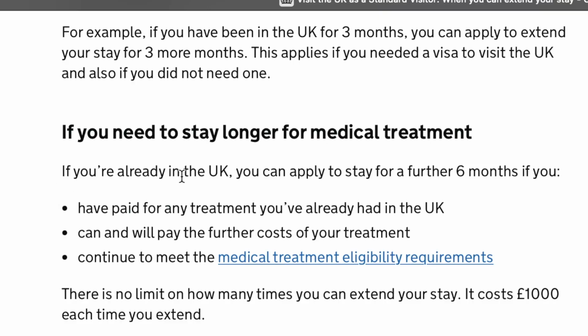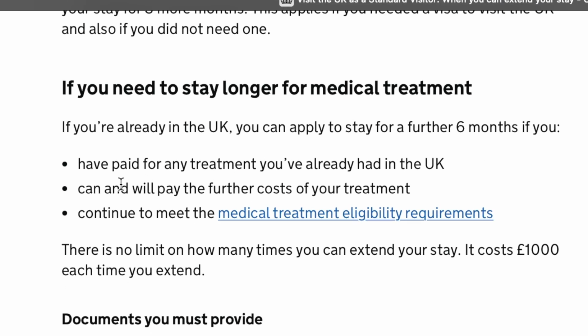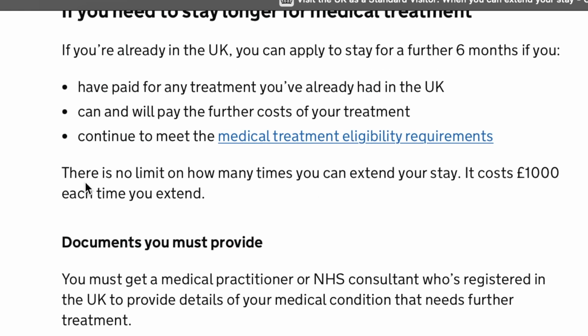If you're already in the UK, you can apply to stay for a further 6 months if you have paid for any treatment you've already had in the UK, and can and will pay the further cost of your treatment. There is no limit on how many times you can extend your stay. It costs £1,000 each time you extend. So if the reason for your being in the UK with a medical visitor visa is to get medical treatment, it means you can renew that visa indefinitely, and each time you renew it will cost you £1,000. My God, visitor's visa is so expensive.